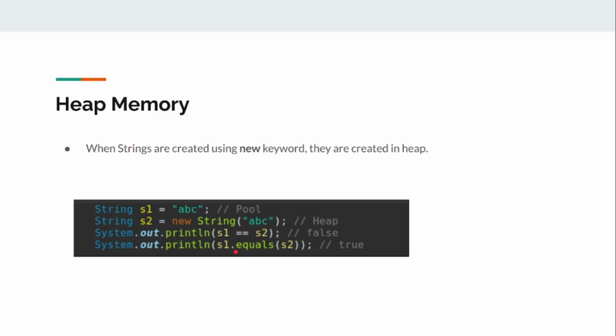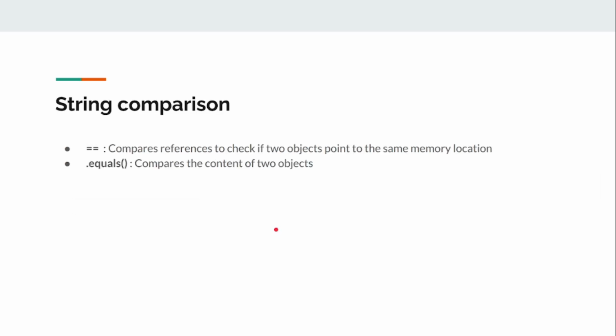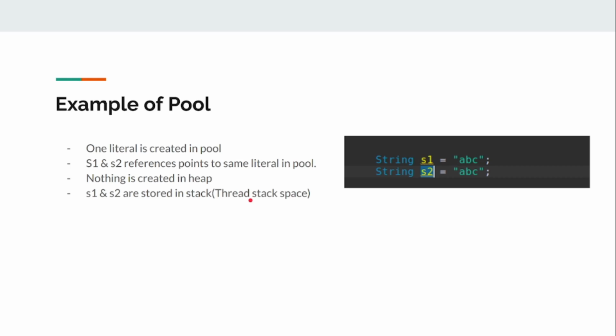But if we do s1 dot equals s2, this is true because the dot equals function checks the content of the object, in this case the content of the string, and both contents are abc and hence equal. That's why this is true. As I've already told, there are two comparison methods: double equals, which compares references to check if two objects point to the same memory location, and dot equals, which compares the content of the two objects. Now let's see one more example of the pool.